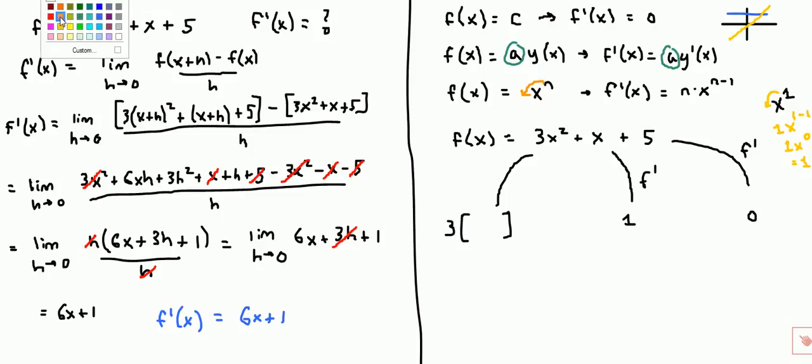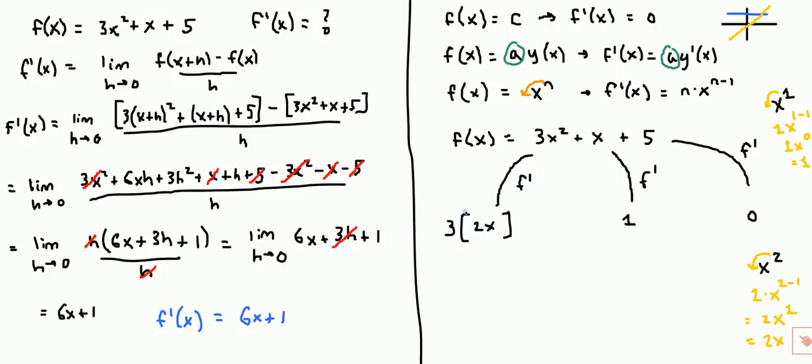Well, what is the derivative of x squared? Okay? Let's take a look. I'll do it over here. X squared. That's one of these, right? X to the n. That 2 is going to come down. We're going to have 2 times x. And then we take 1 away from 2. So that's 2x to the 1. That's 2 times x, right? So 3 times 2x, and that's f prime, right?